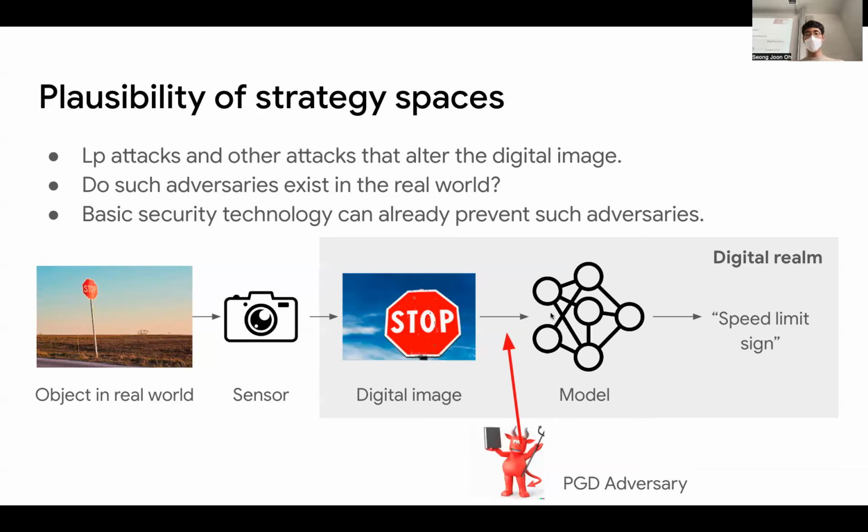So if you think about the full pipeline of an object in the real world being recognized by a model, actually there is a sensor that's taking the image in the first place, and then the digital image gets processed by the model. And your adversary is somehow kicking into this stage where the digital image is fed to the model. Does that make sense at all? And does it make sense to try to defend against such an adversary?